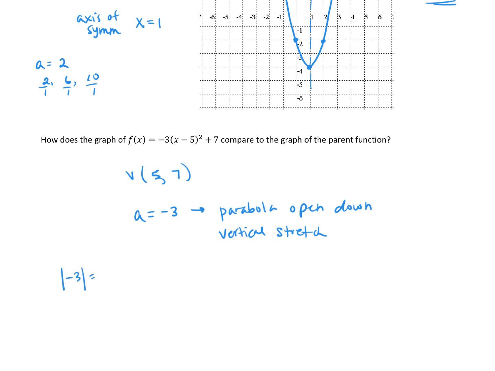So think about a positive 3. Any a value, or absolute value of a, that's bigger than 1 stretches. It's going to narrow your graph. If it's between 0 and 1, it's going to compress it, or widen the graph. So vertical stretch, which means narrower. And then it's also going to change our graphing pattern. We'll take that negative 3 times 1, 3, 5. We're going to have a negative 3, negative 9, negative 15 graphing pattern. That's how it would be different than the parent function.